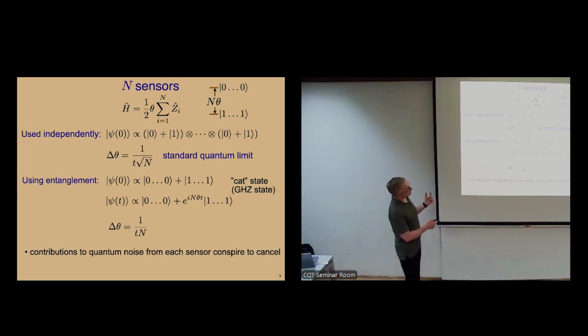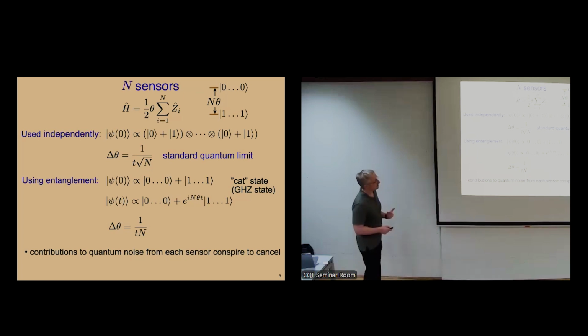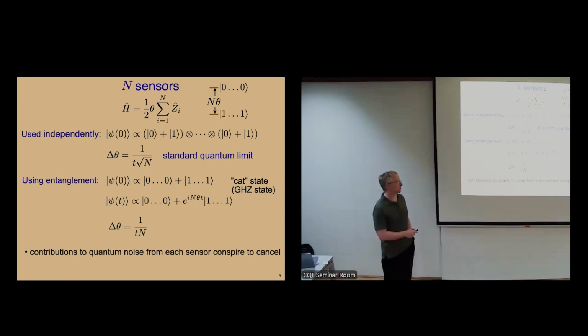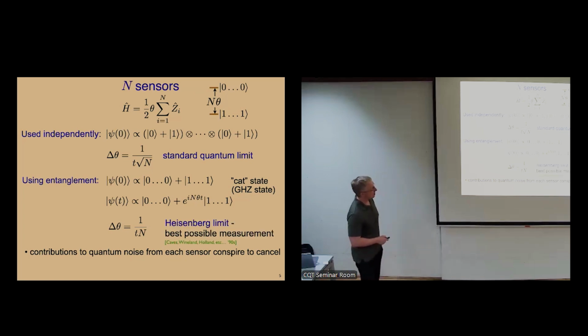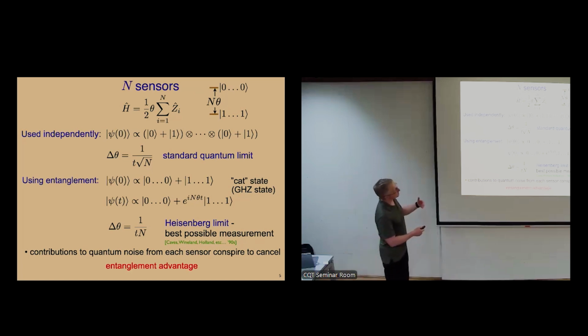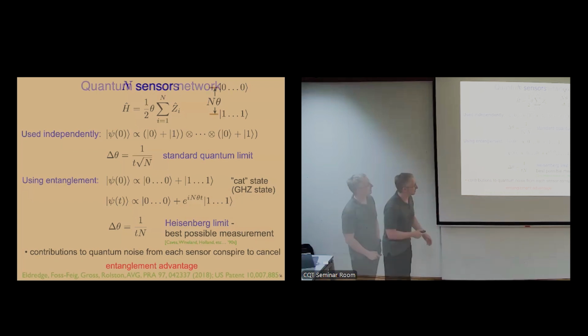So you see here we have a reduction from root n to n in the denominator, because you can say that in some sense contributions to quantum noise from each sensor conspire to partially cancel each other out. And this is called the Heisenberg limit, and for this problem, it's the best possible measurement that we can do. So this reduction from 1 over root n to 1 over n, you can call it an entanglement advantage. So without entanglement, you have 1 over root n, and with entanglement, you get reduced to 1 over n.